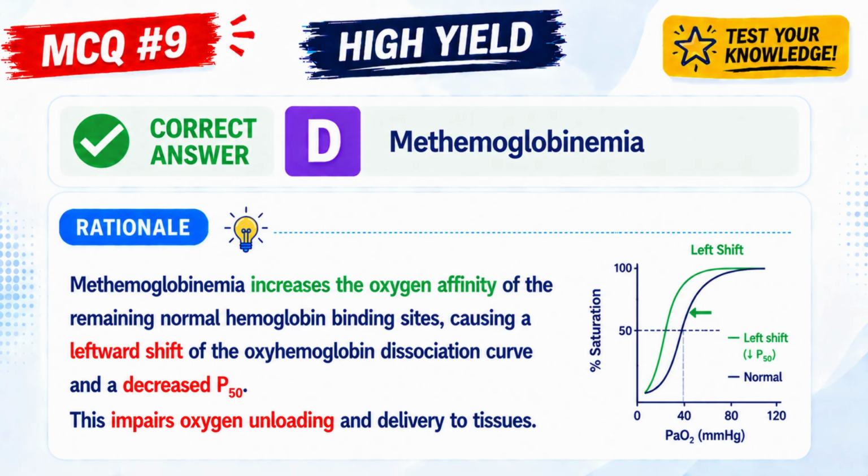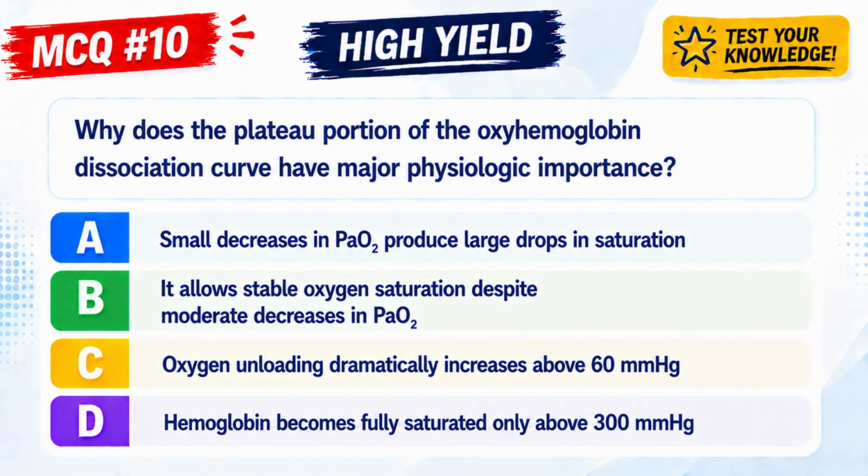Clinically, standard pulse oximetry reads methemoglobin as approximately 85% saturation, regardless of the actual level. Co-oximetry required for diagnosis. Treatment, methylene blue. Board pearl, methemoglobinemia. Left shift, decreased P50. Co-oximetry, methylene blue.